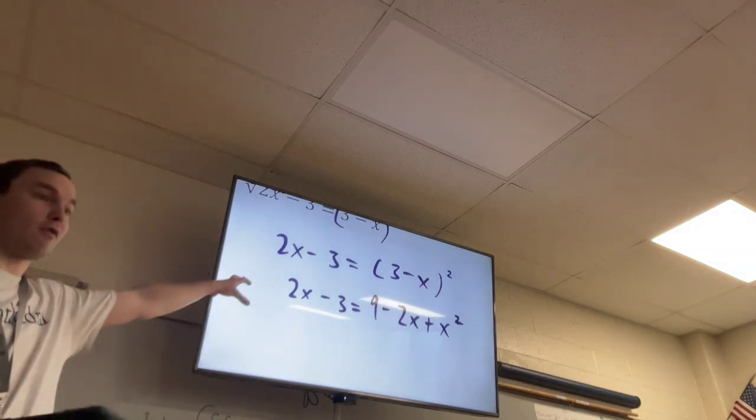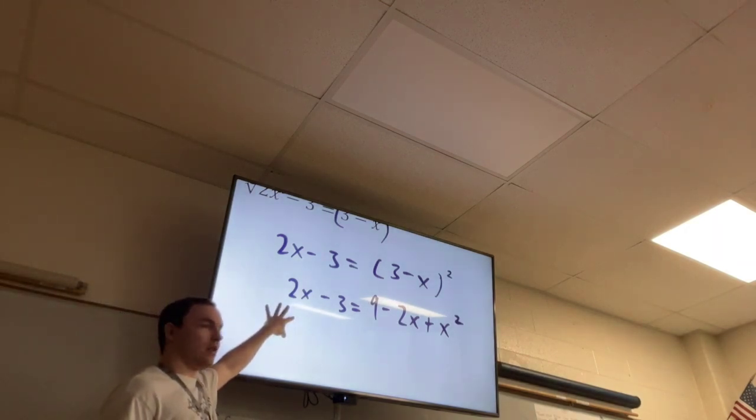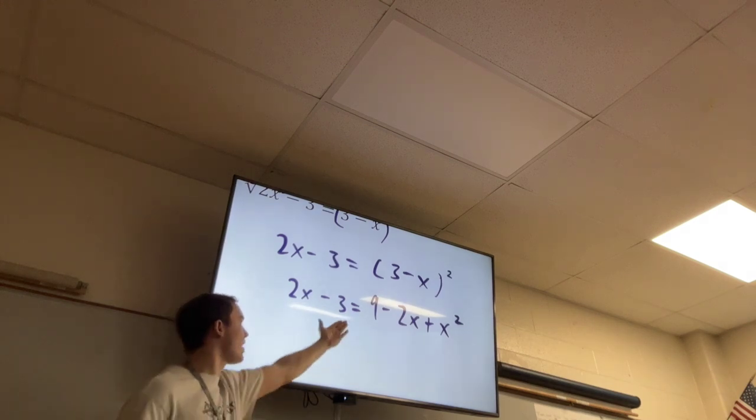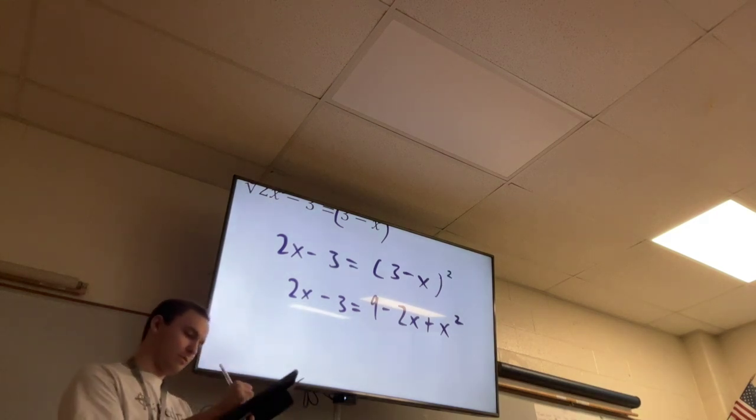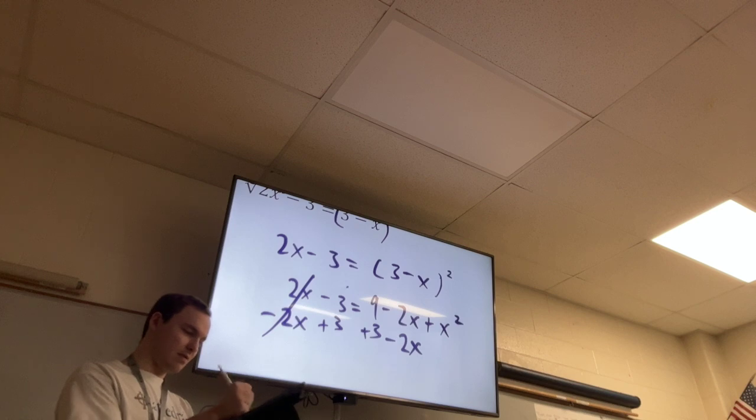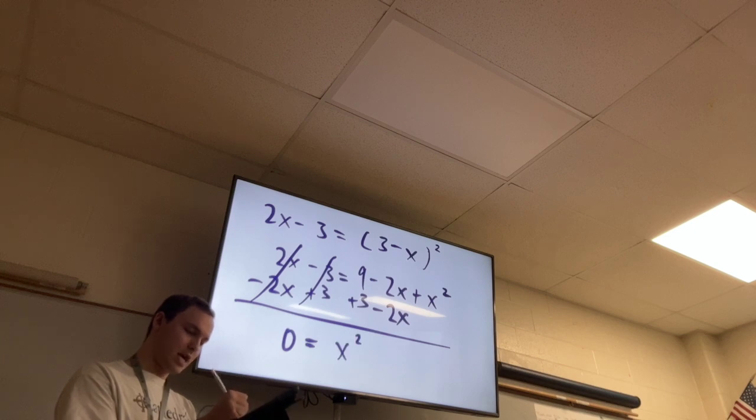Let's get it in standard form, okay? How do I get this in standard form? So you subtract the 2x, if I want there to be a 0 on this side, right? Subtract the 2x, add the 3. Subtract 2x from both sides. Add 3 to both sides. So on the left side, I'll have 0. On the right side, I'll have x squared minus 4x plus 12.